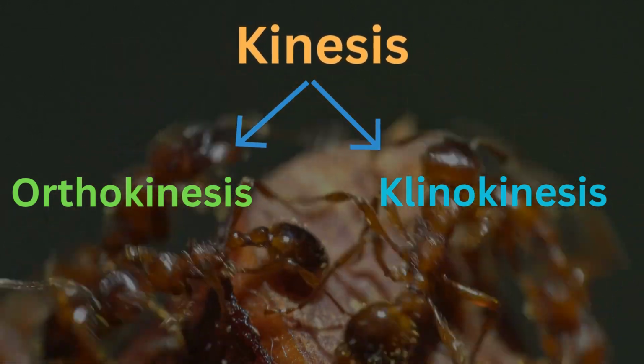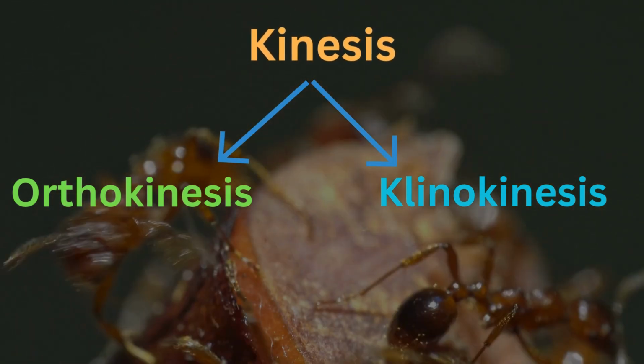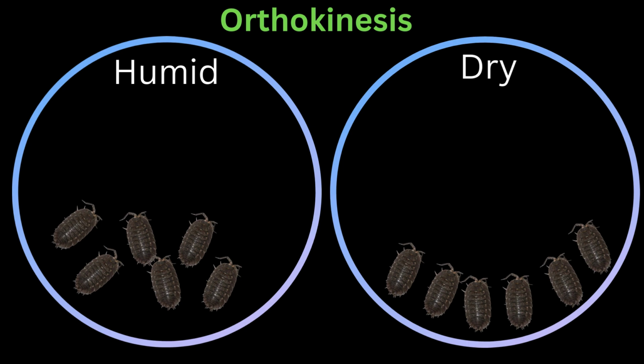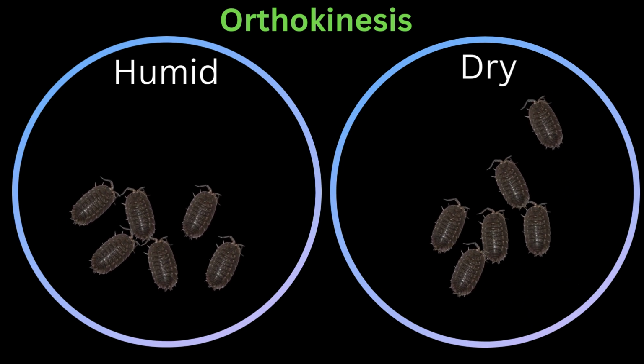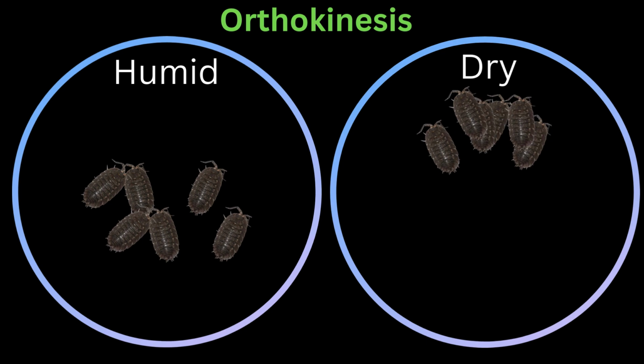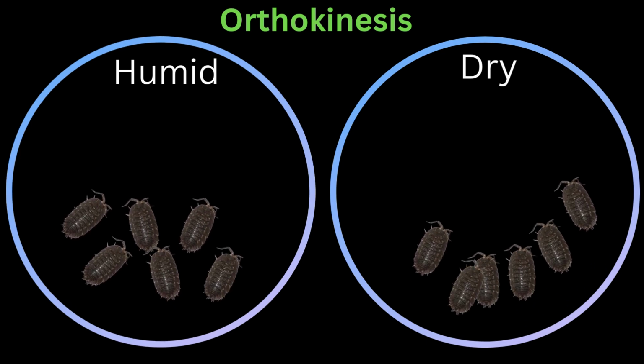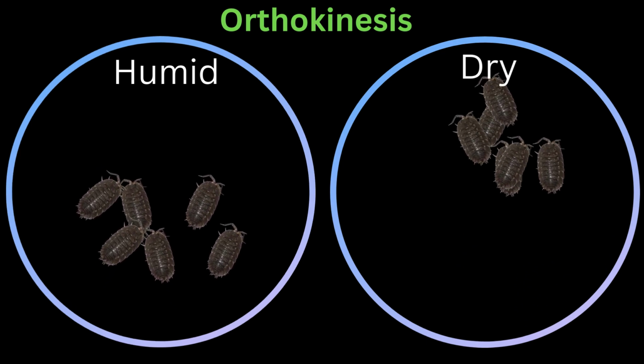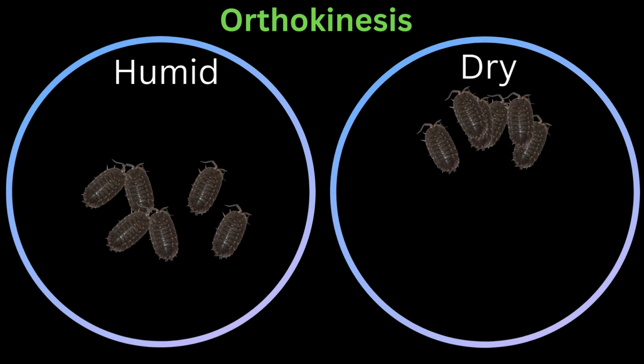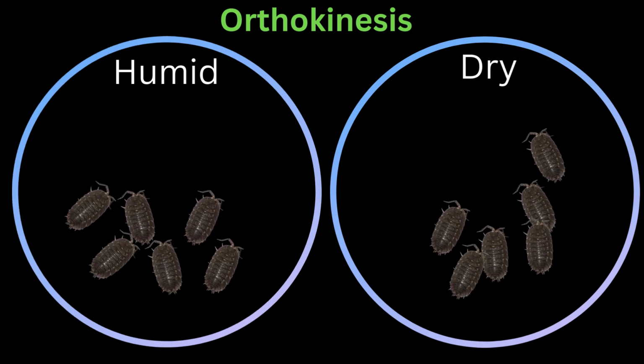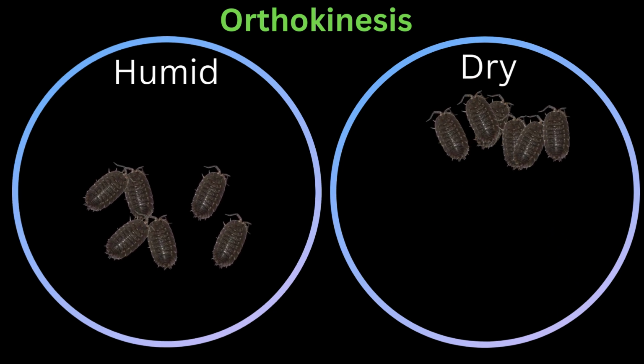There are two main types of kinesis: orthokinesis and clinokinesis. In orthokinesis, the movement speed depends on the stimulus intensity. For example, woodlice or slaters exhibit orthokinesis in response to humidity. They move more slowly in humid environments and faster in dry conditions.